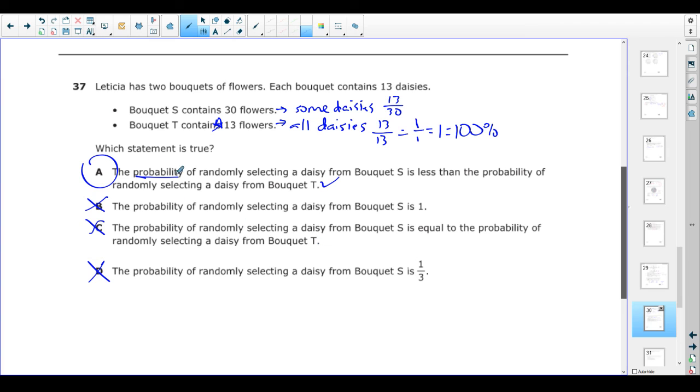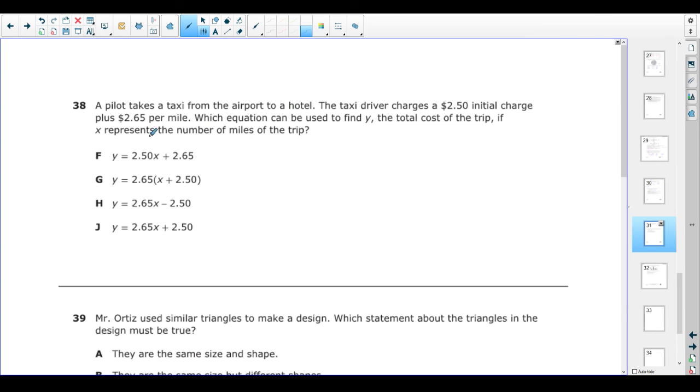Okay. Remember, anytime you see probability, you just write the fractions with the probability, and then you just got to make sense of what the answer is. All right. 38. A pilot takes a taxi from the airport to a hotel. The driver charges a $2.50 initial charge, $2.65 per mile. Which equation can we use to find the total cost of the trip?